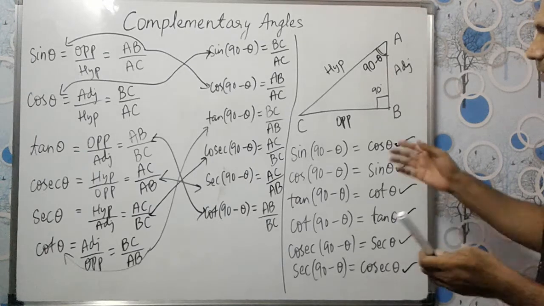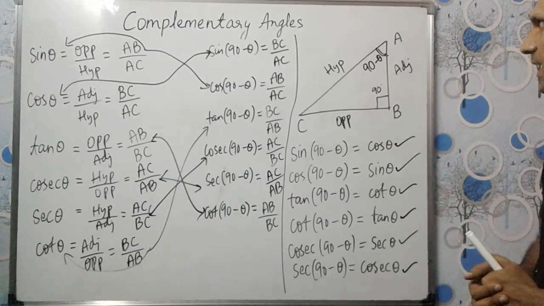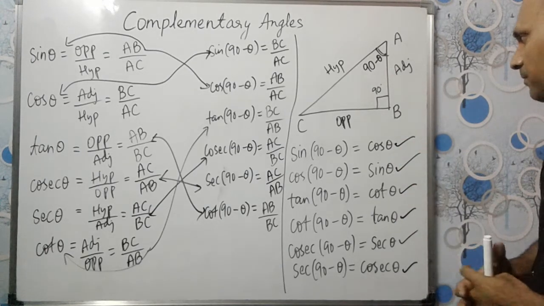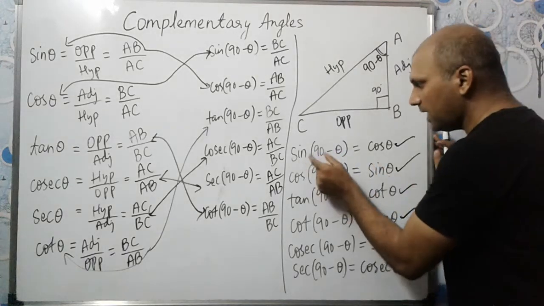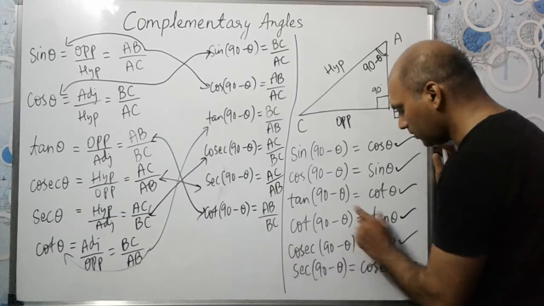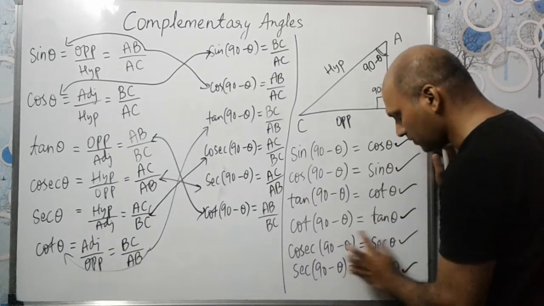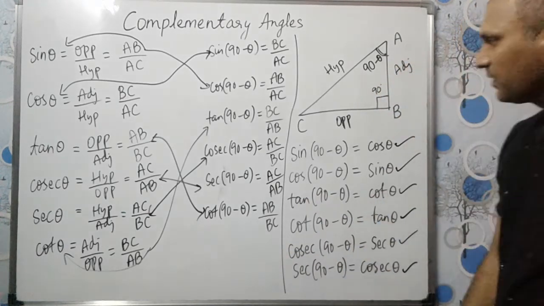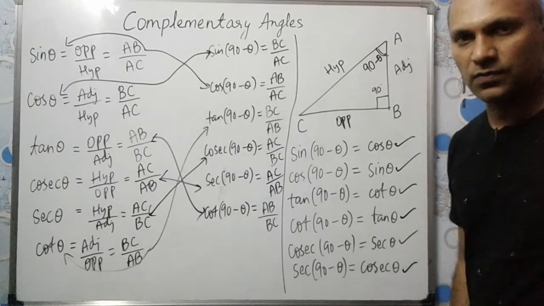Okay, so this was the proof of complementary angles in trigonometry. So remember, sine will change to cos, cos will change to sine, tan will change to cot, cot will change to tan, cosecant will change to secant, secant will change to cosecant. Okay, very easy to remember the formulas.